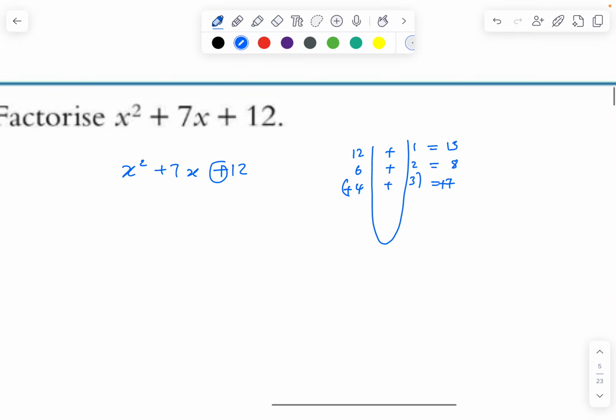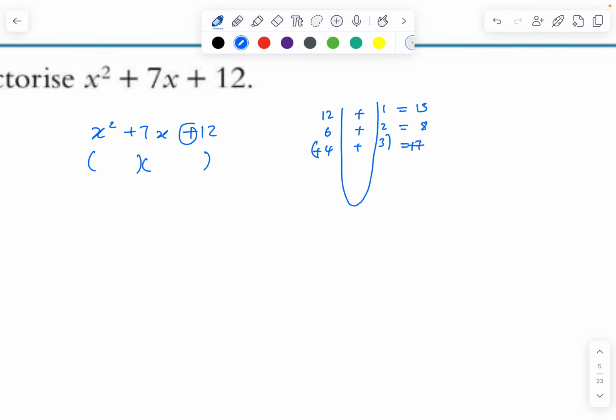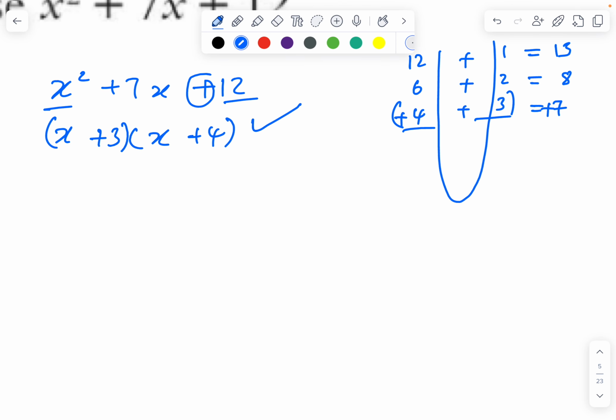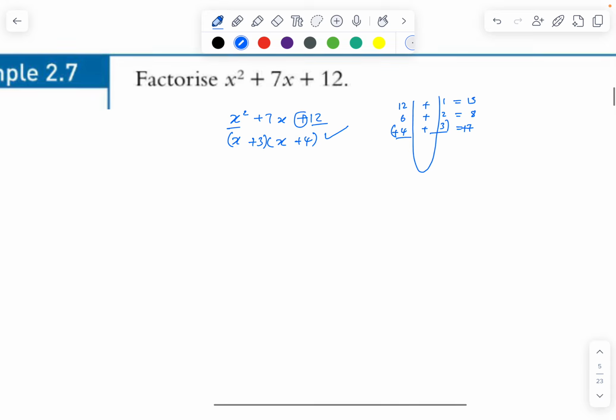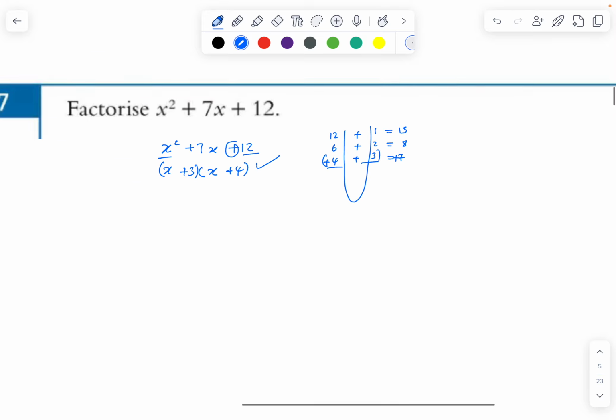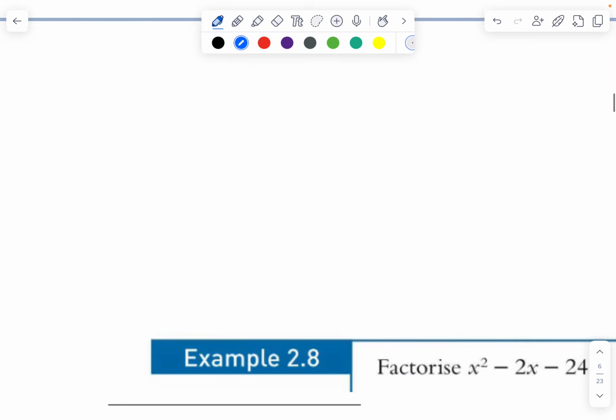So what we're going to do is write our two brackets, and then we have the factors of this x on the first position. The second position goes the plus 4, and then the plus 3. It doesn't matter which one you put first because it's the same. So you have successfully factorized this part. Okay, then we move on to example 2.8.